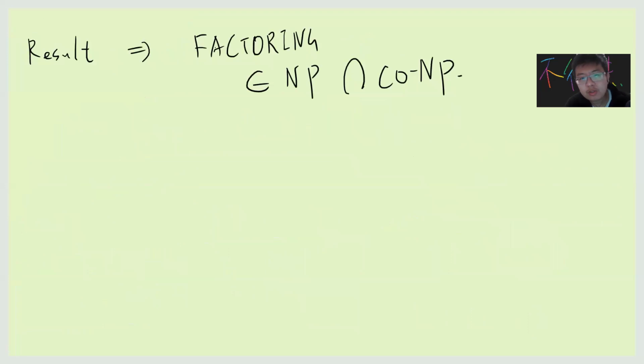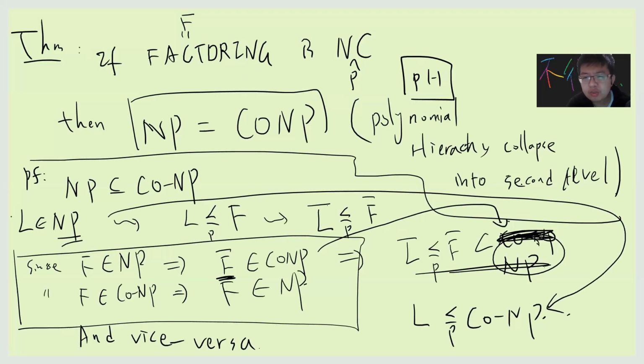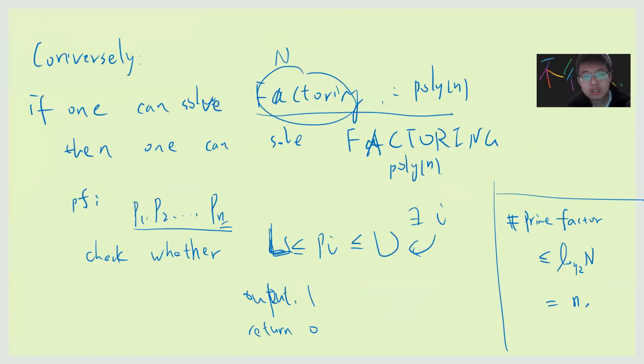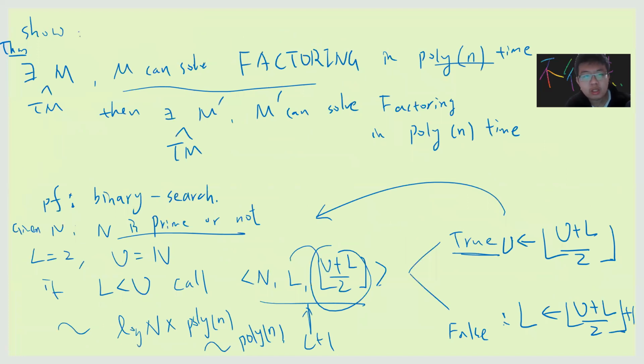So this is why people do not believe that factoring is NP complete. I think this makes the polynomial hierarchy collapse into the first level, because the first level is NP and coNP. And then there is another theorem that if graph isomorphism is NP complete, then you can prove that the polynomial hierarchy will also collapse into the second level. So this is why this polynomial hierarchy statement is really interesting.